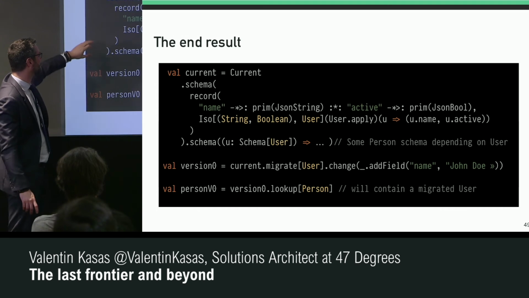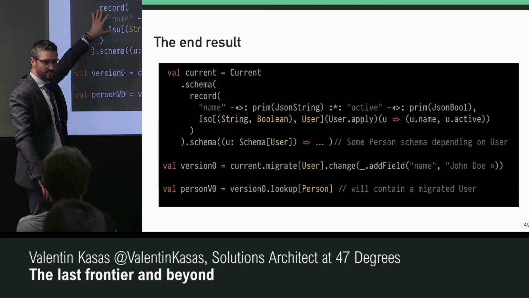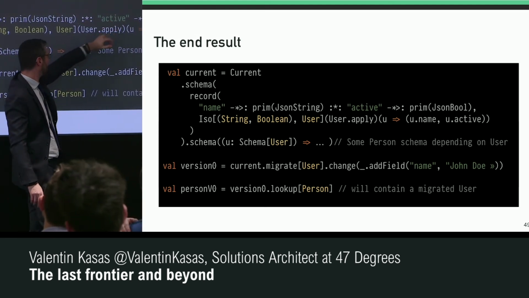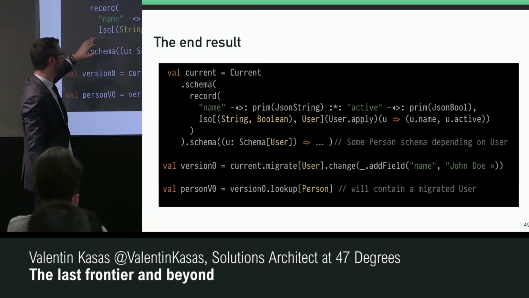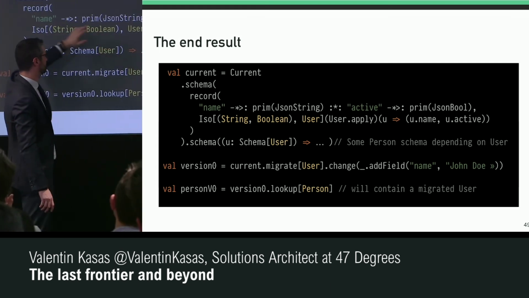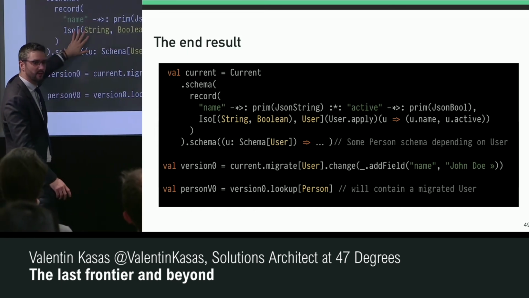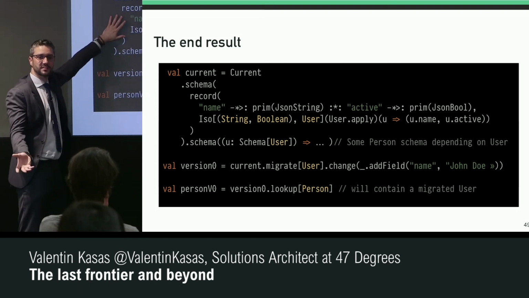So this is the schema for user. It has two fields, a name and active. Name is a string, and active is a Boolean. And we have an isomorphism to go from the pair string, Boolean to user. This is a real isomorphism. And that is our simplest schema.